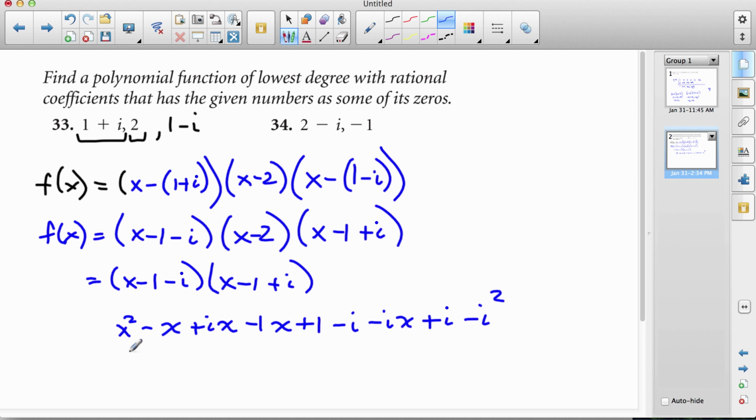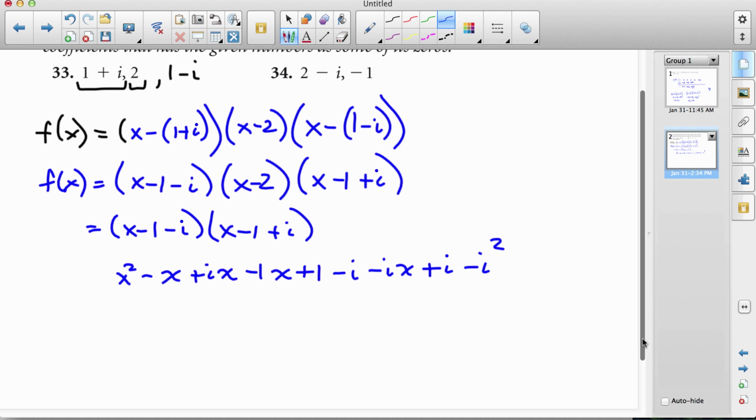Let me just check, make sure I did that right. There's 3, 6, yeah, I got 9. x squared, negative x, plus ix, negative x, plus 1, negative i, negative ix, positive i, negative i squared. Yep, good. So that's just the first two, and then I'd have an x minus 2 on top of that.